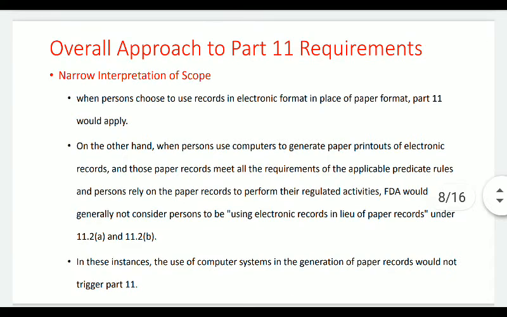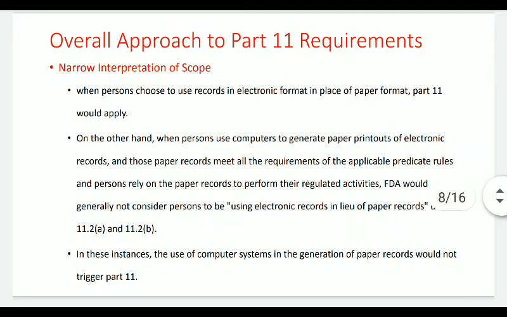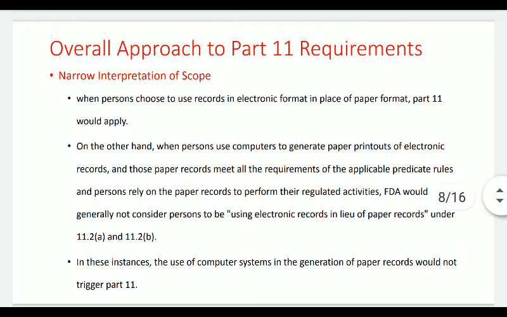Now, overall approach to part 11 requirements. Now, suppose you are working in a laboratory and you are the person who will be authorized to submit electronic data and electronic signatures to the US FDA.